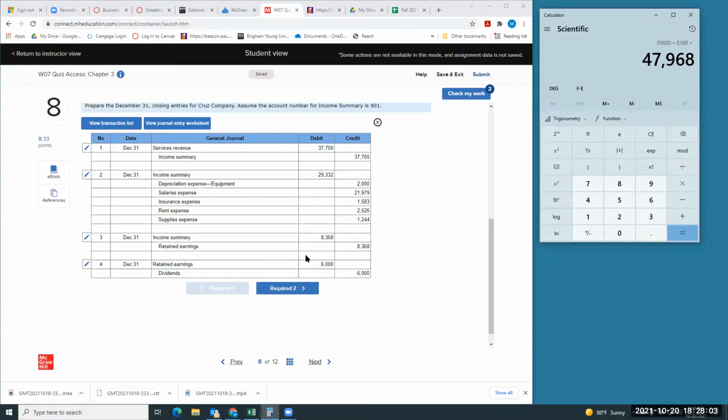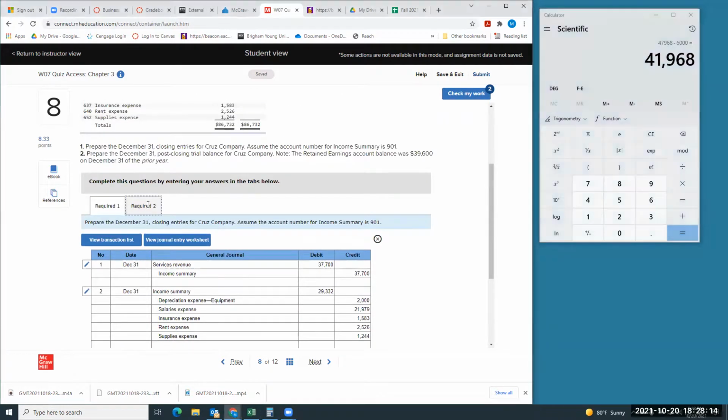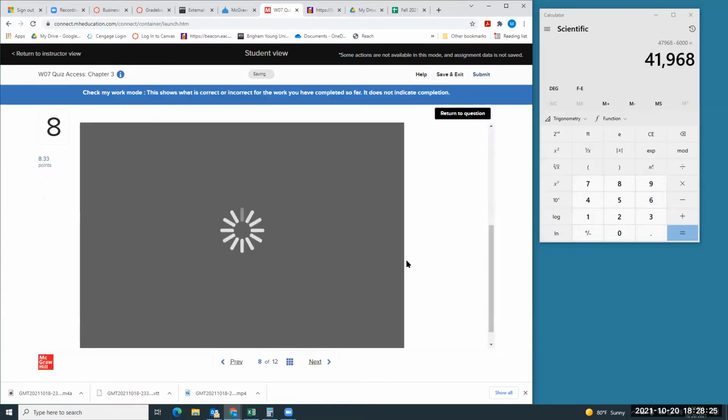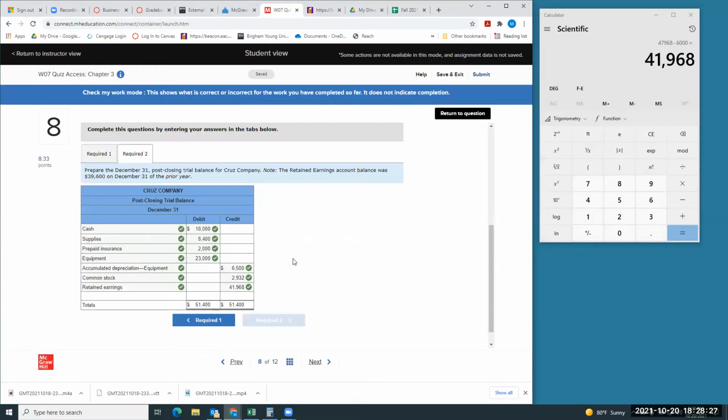And then here we debited retained earnings for the dividends. That's going to leave us with a credit balance of $41,968. Hopefully it balances, and it does. So we'll check our work, and we got it right.